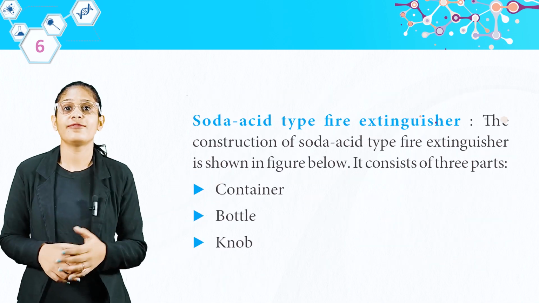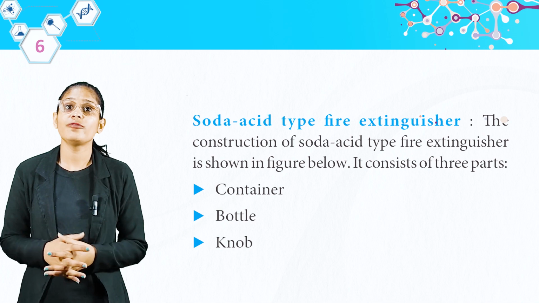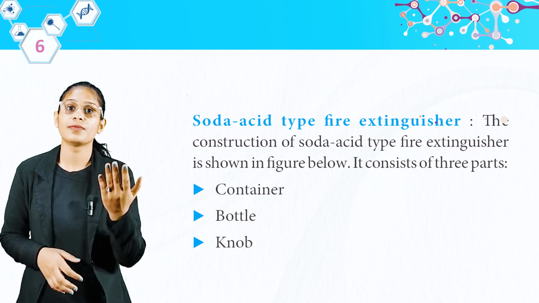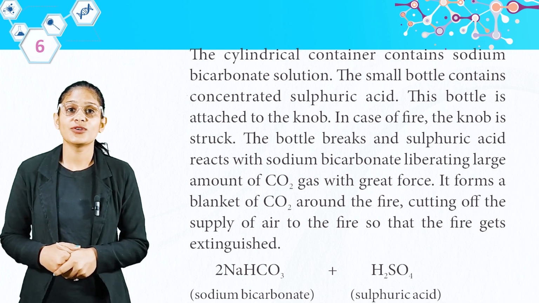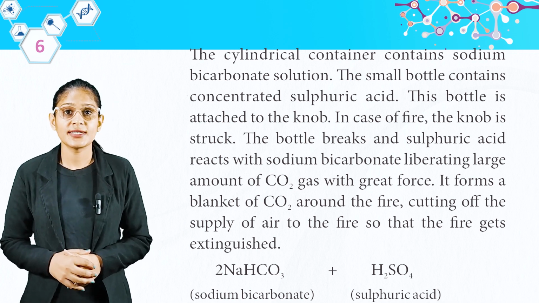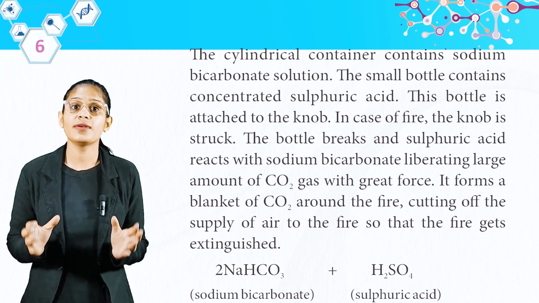Soda acid type fire extinguisher. The construction of soda acid type fire extinguisher is shown in figure below. It consists of three parts: container, bottle, knob. The cylindrical container contains sodium bicarbonate solution. The small bottle contains concentrated sulfuric acid. The bottle is attached to the knob. In case of fire, the knob is struck.